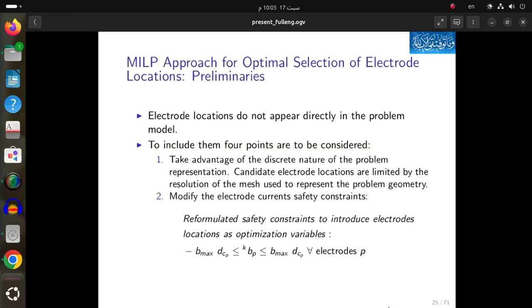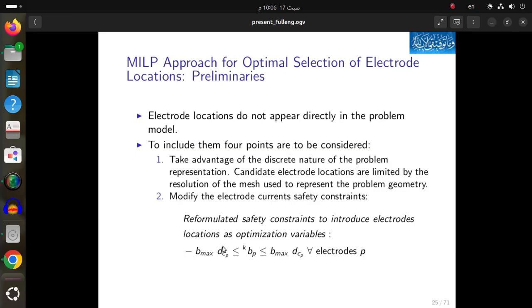We modify the safety constraint of the electrode currents so that it is defined using a binary variable. If this binary variable is 0, this means the electrode current is 0, which effectively amounts to removing this electrode. By this modification of the safety constraint, we include the electrode locations as optimization variables.